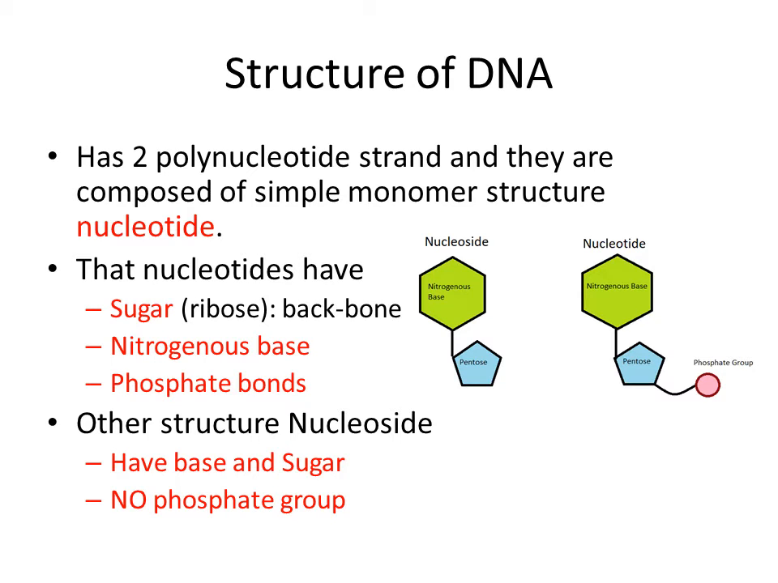So now we are going to see the structure of DNA. It has two polynucleotide strands, and they are composed of simple monomer structures, nucleotides. Nucleotides have a sugar, a nitrogen base and phosphate groups. That sugar is deoxyribose, and that is the backbone of DNA. Another structure is the nucleoside, which only has a base and a sugar and doesn't have any phosphate group in it, like you can see in the picture.